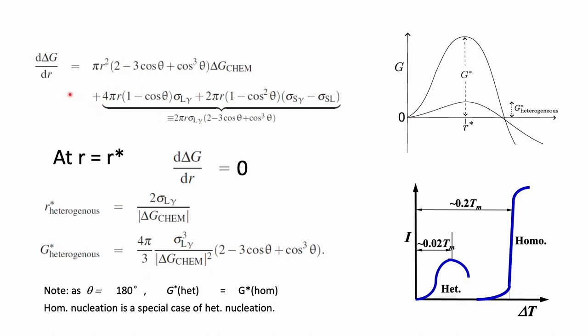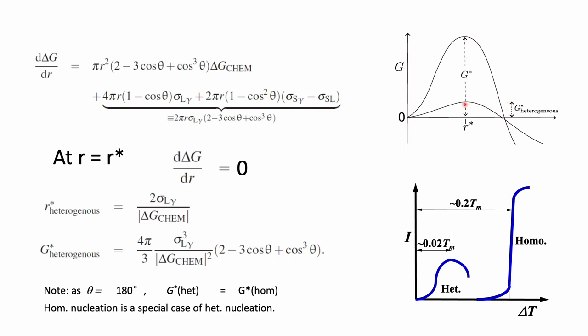Again, if we draw the free energy change against the particle size for the heterogeneous nucleation model, we will get a curve like this. Then the highest free energy value links with the position we call R star, which is the critical size, the minimal size we need to make sure the transition from liquid phase to solid phase is stable. And the R star links with the G level, which we call G star, heterogeneous nucleation.